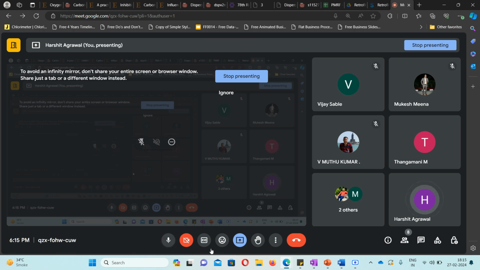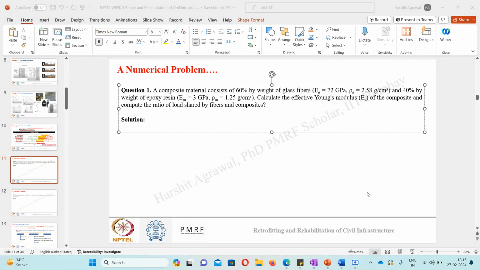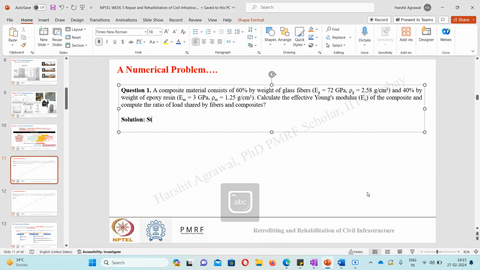Okay, let's see the solution now. The first step is to write whatever is given in the question. So step one, given. What all things are given to us? We know the weight fraction of fiber, Wf, is 0.6, and the weight fraction of matrix is 0.4.